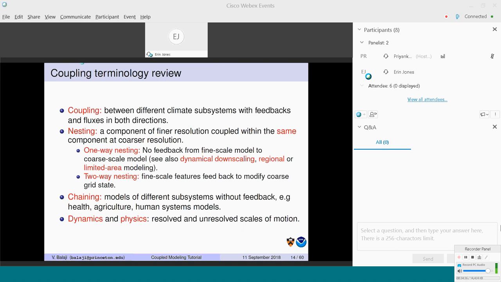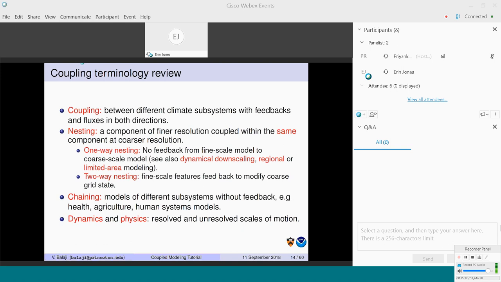So I want to introduce some terms now. When you talk about coupling, because we talked about various different kinds of coupling, I want to make sure we distinguish all of these. When I say coupling from now on, I'm going to talk about different subsystems of the climate system, which are totally different, atmosphere and ocean, for example, which are physically different. But they communicate with each other, they exchange quantities: heat, momentum, energy, even trace carbon. They exchange with each other, and there are fluxes in both directions. That I'm calling coupling.